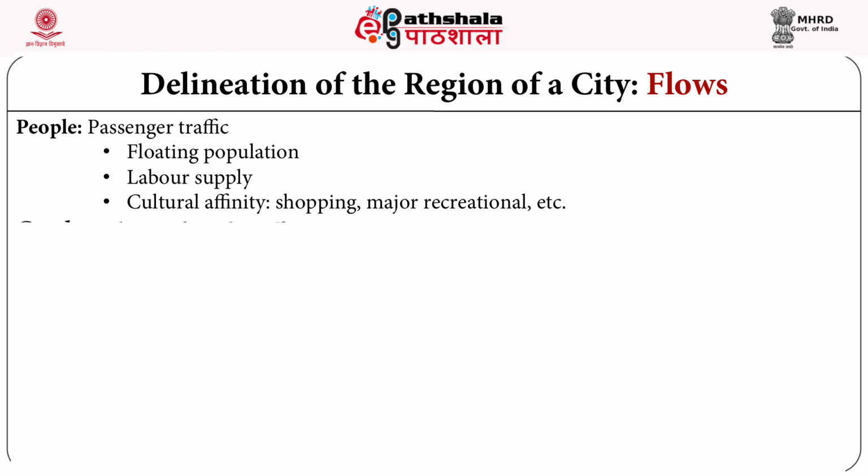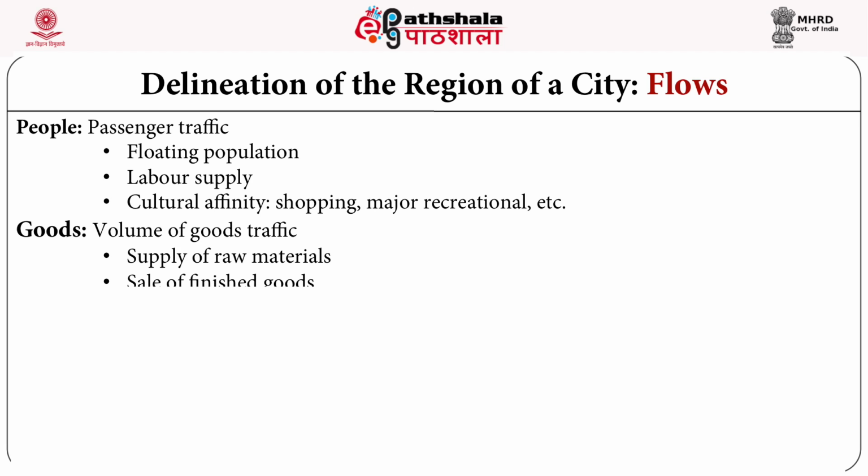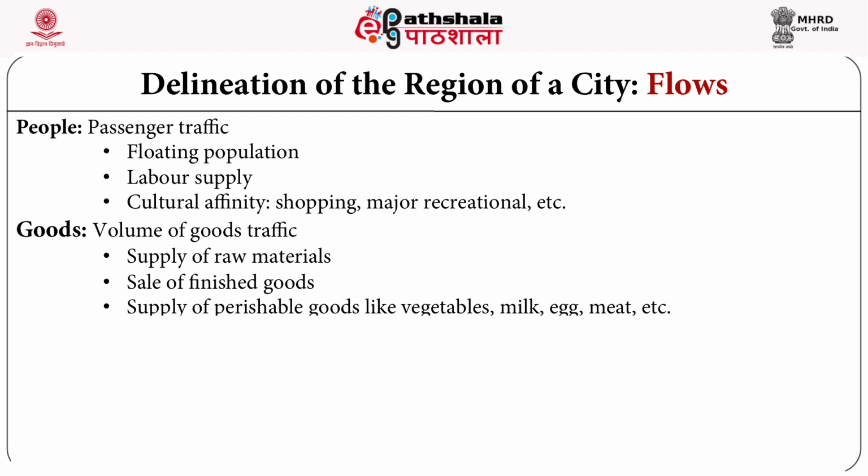So the movement of raw material, the movement of finished goods, then movement of perishable goods like vegetables, milk, egg, meat, for our daily needs. The area or the extent from which supplies come to the city can also be talked of as a region, and that can also be one of the criteria for delineating a region.